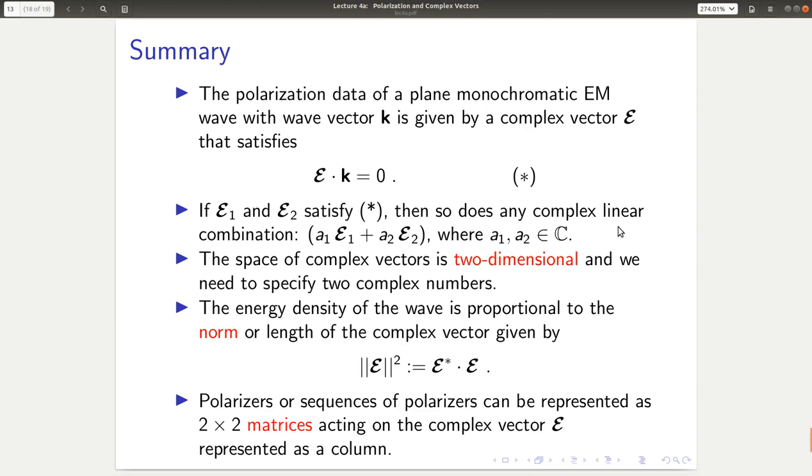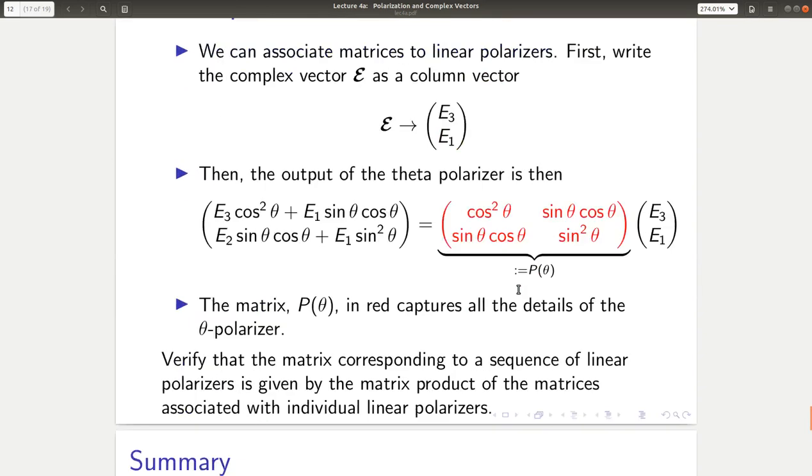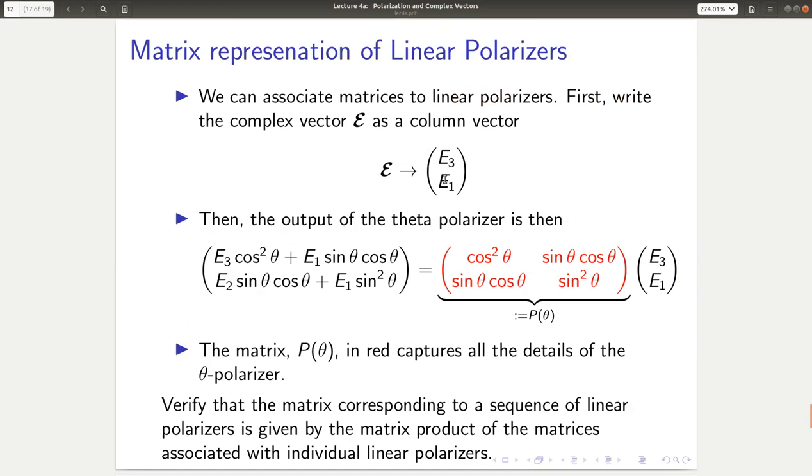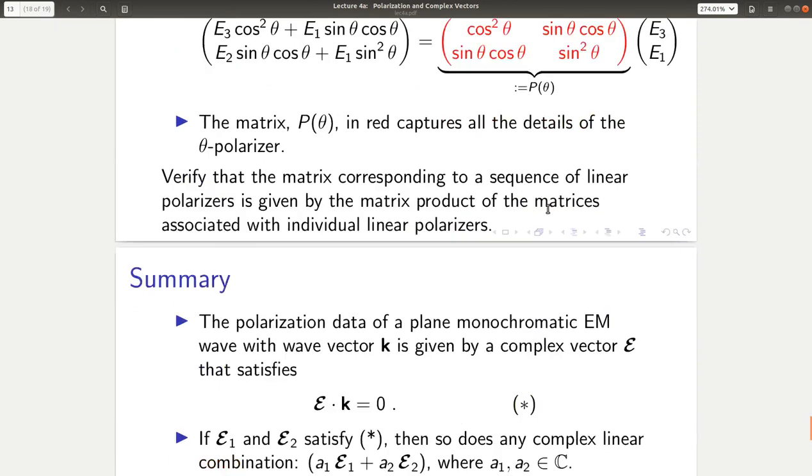The space of complex vectors is two-dimensional in the sense that we have two basis vectors and we need to specify two complex numbers. And it's up to us how we represent them. For instance, if we have a fixed basis, I can just write it as a column vector like I did here, and if you know the rules, we can go back and forth between these two. This arrow is not one way; we can go backwards as well.